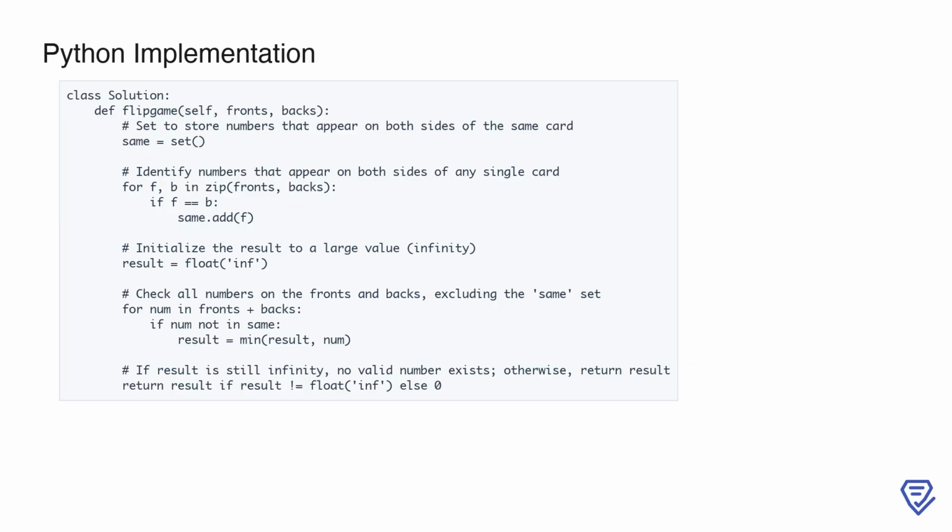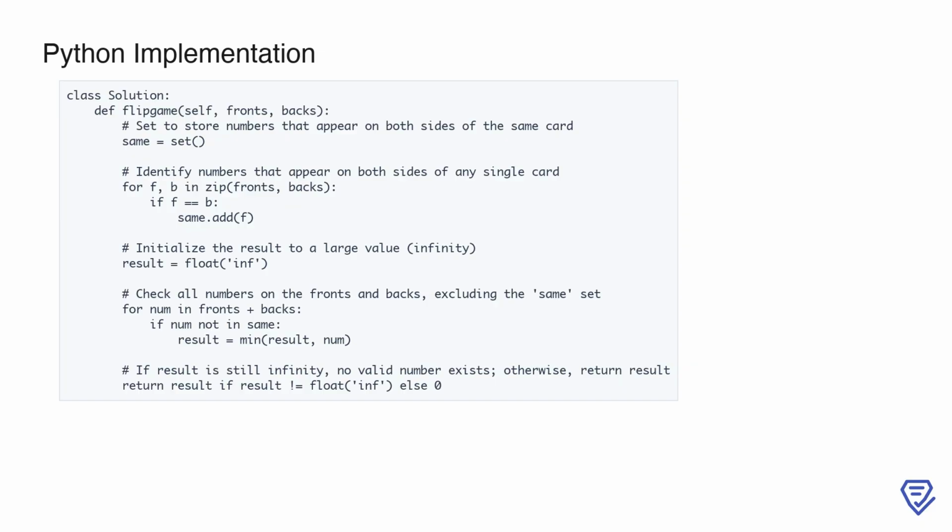The provided code solves the card flipping game problem efficiently. The main goal is to find the smallest number that can appear on the front or back of a card such that it is not present on both sides of the same card. Step-by-step explanation. 1. First, the code initializes an empty set, same. This set will store numbers that appear on both the front and back of any single card. The inputs fronts and backs represent the numbers on the front and back sides of the cards respectively. Each pair, F, B, corresponds to a single card.